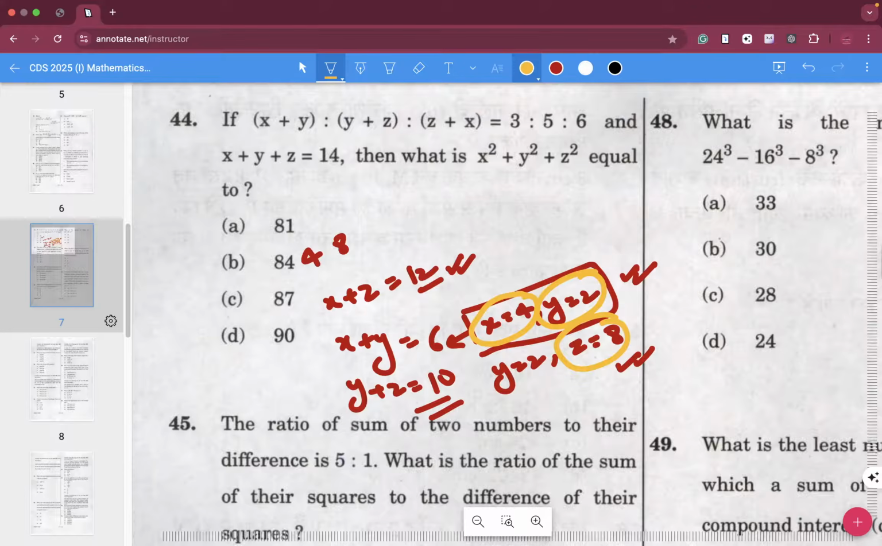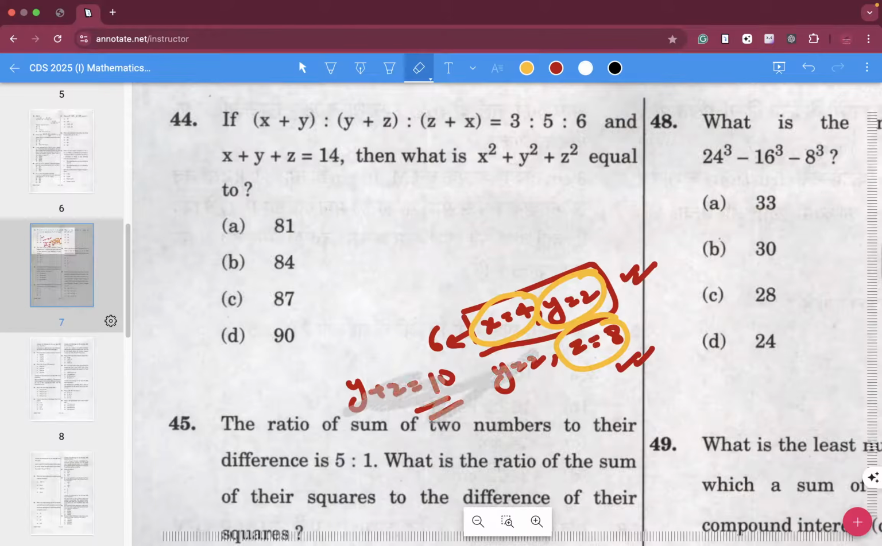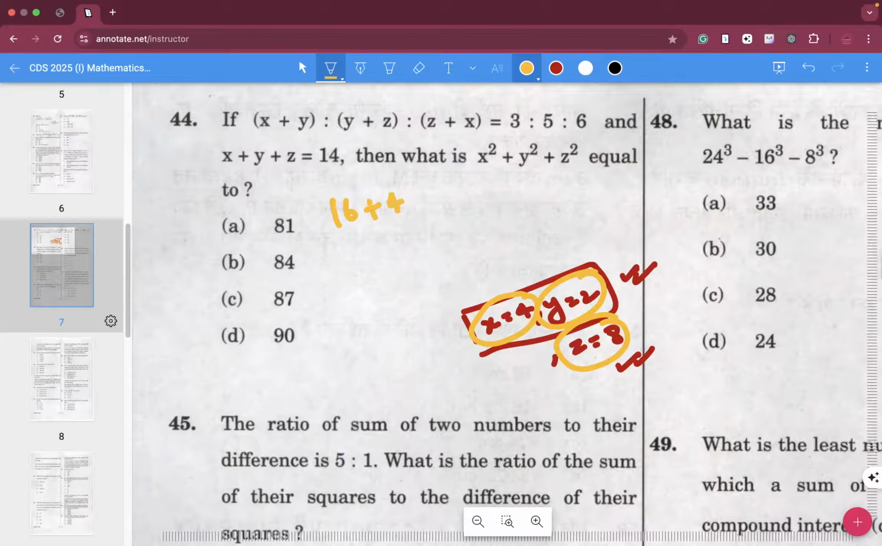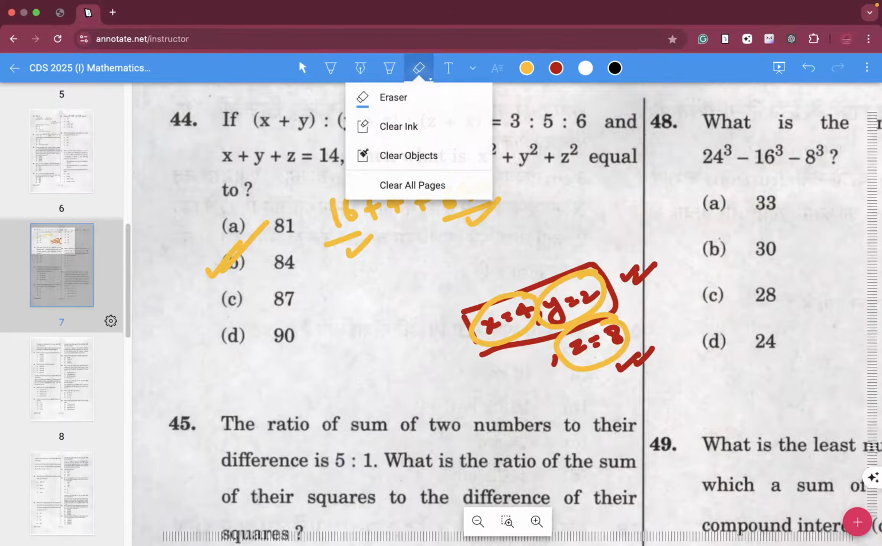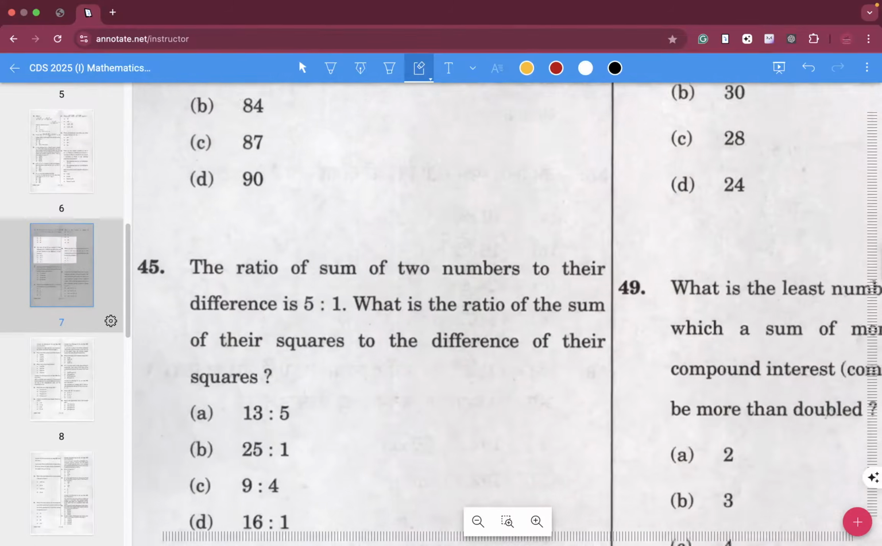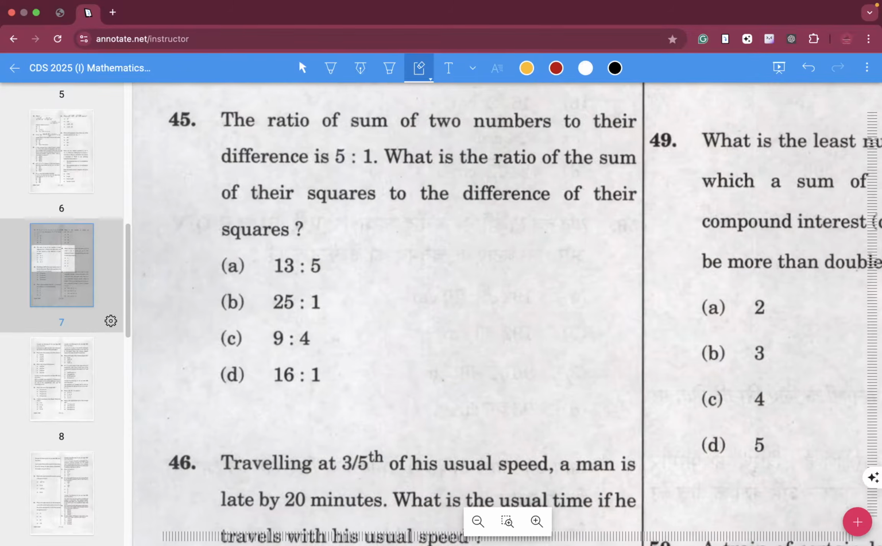So now they have asked you the value of x square plus y square plus z square. x square is 16, y square is 4 and z square is 64. If you add all of this, how much do you get? 16 plus 4 is 20, plus 64, the answer will be 84. You got to run your brain and get through this answer. If in the examination hall you can't think through it, that's perfectly fine, no issues.